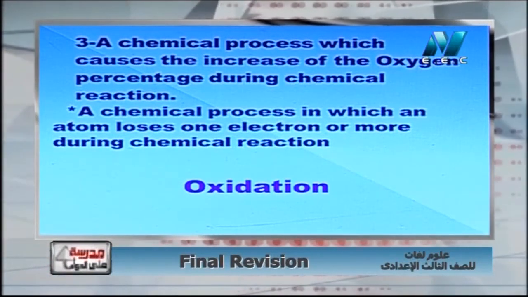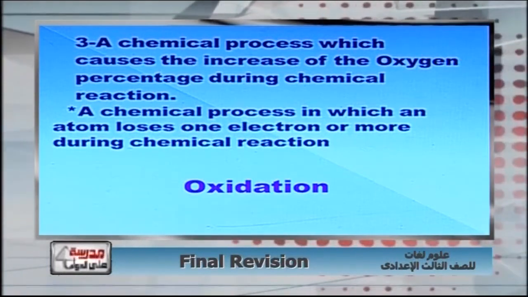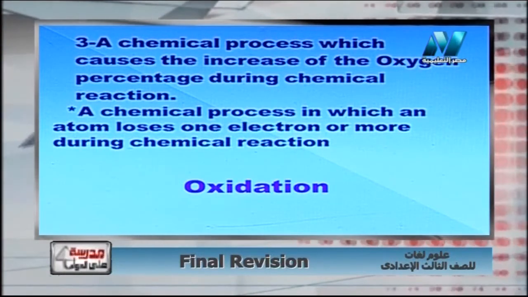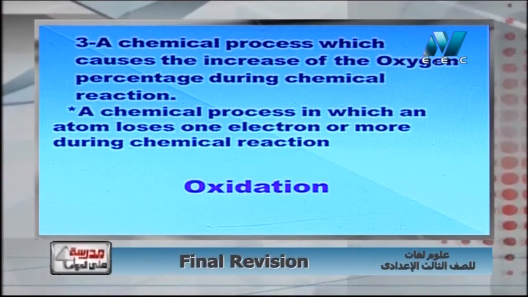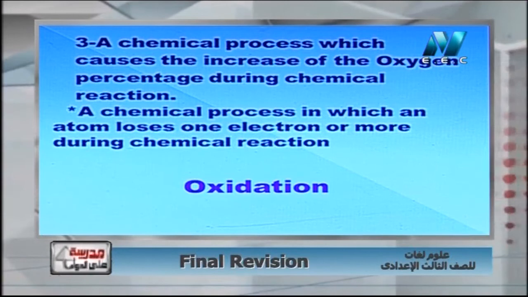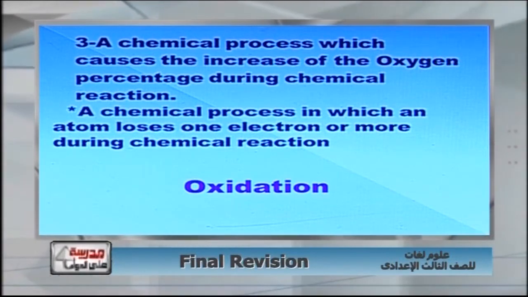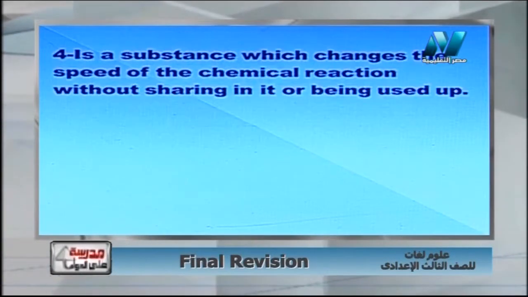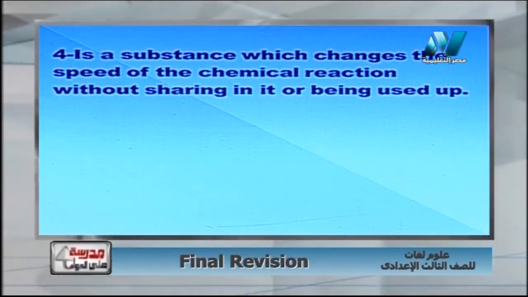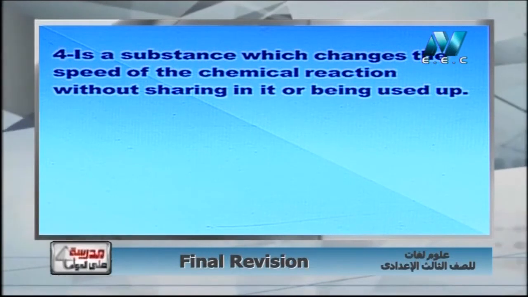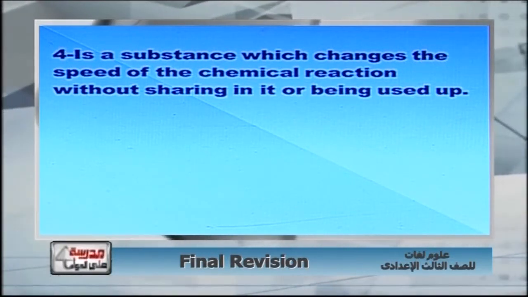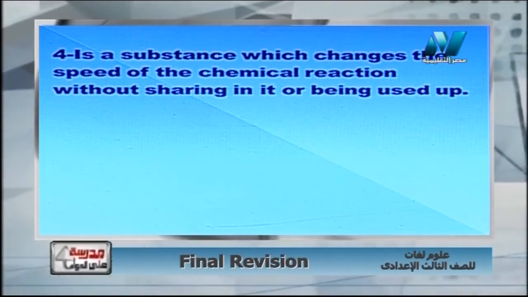But if we reverse the question and I need the agent, the opposite of the process, it will be the reducing agent. It is the agent or the factor which loses an electron or more. Okay, the fourth scientific term we have in this episode is: substance which changes the speed of chemical reaction without sharing in it or being used.